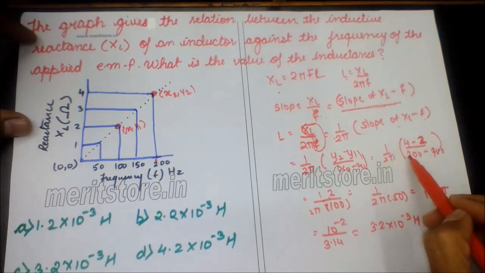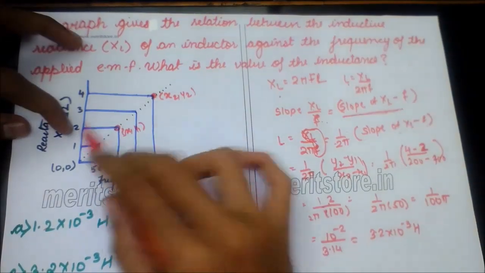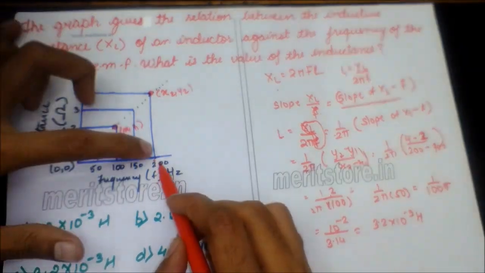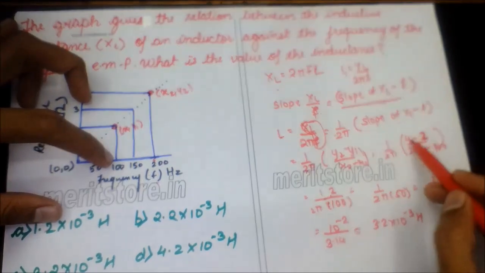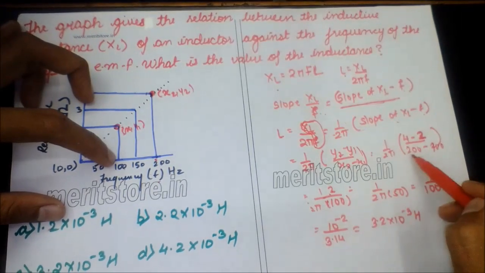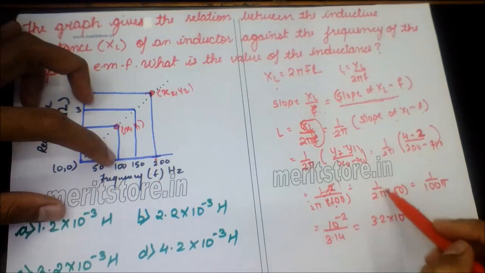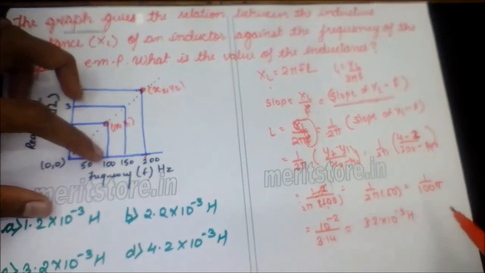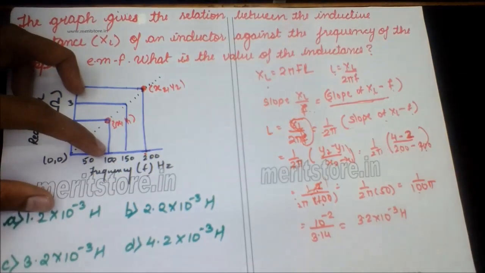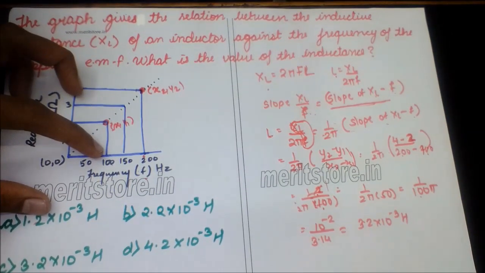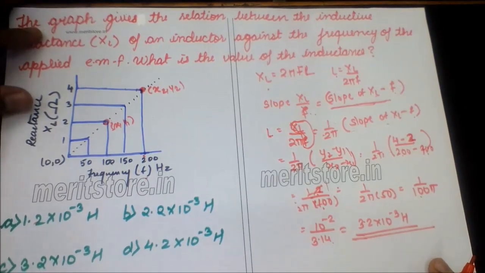So here, 1 upon 2 pi, y2 is 4 minus y1 which is 2, so 4 minus 2, upon x2 which is 200 minus x1 which is 100. So we have 4 minus 2 is 2, upon 2 pi into 200 minus 100, which is 100. So 2 ones are 2 and 2 fifties are 100. So we have 1 upon 2 pi into 50, which again becomes 100 pi. Taking the pi and the 100 up, it becomes 10 raised to minus 2 upon 3.14. On solving this, you get the value 3.2 into 10 raised to minus 3 Henry.